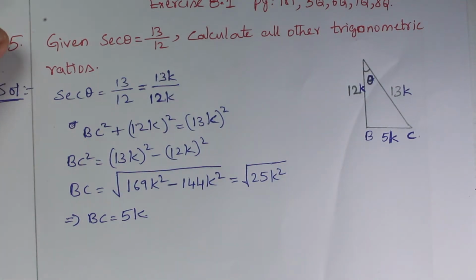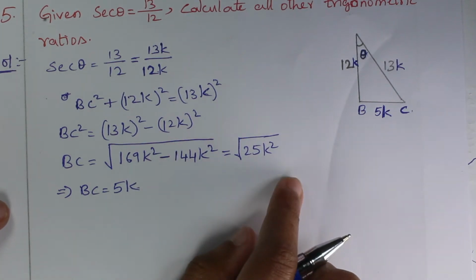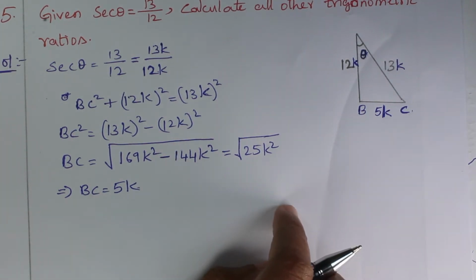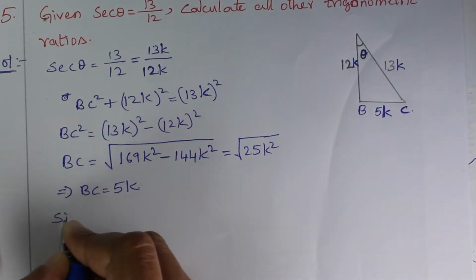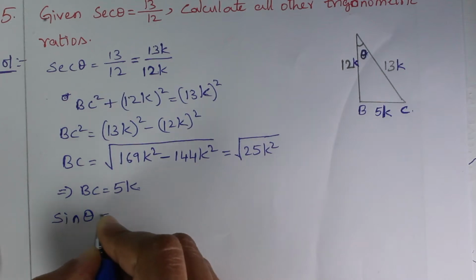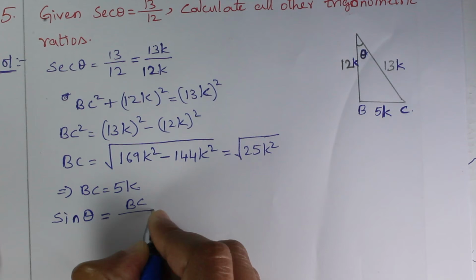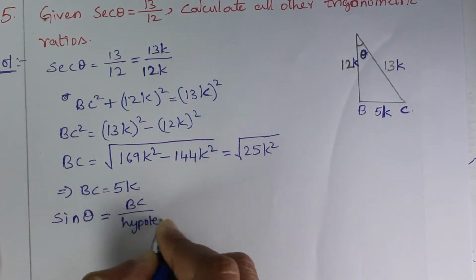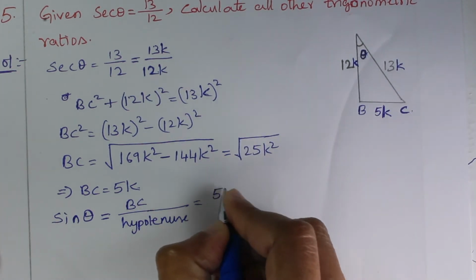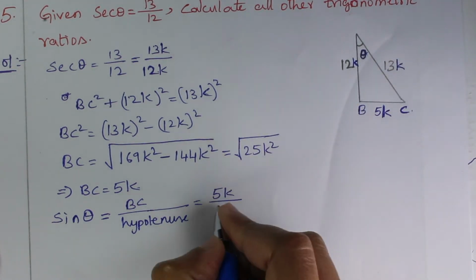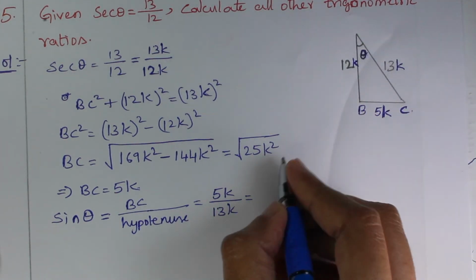Now we have to find out the other trigonometric ratios. What are the other trigonometric ratios? Sin theta, cos theta, tan theta, cot theta and cosecant theta. Now let's find out the value of sin theta. Sin theta is equal to opposite side by hypotenuse, that is BC by hypotenuse. That is equal to BC is 5k divided by hypotenuse is 13k, that is equal to 5 by 13.